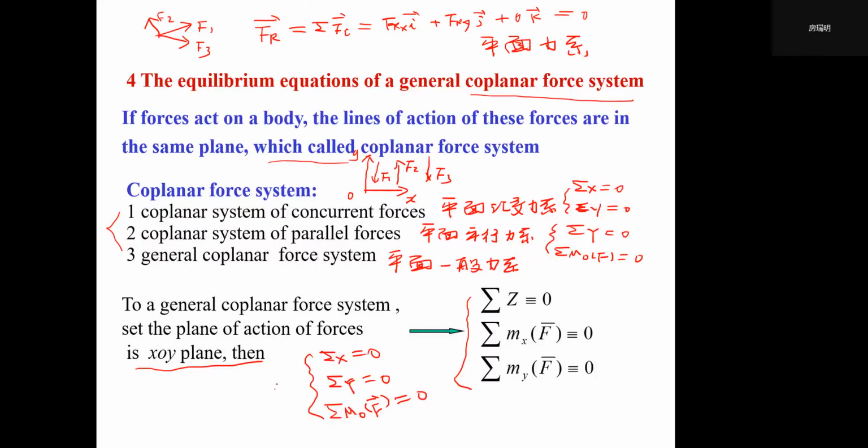So this is very, very important. We will use a lot of examples to show you guys how to use these three equations to find unknowns. So this is the general coplanar force system with three equilibrium equations. Of course, we can write it in another form. Actually, it is equivalent, but this 3-1 form is very easy to understand why.